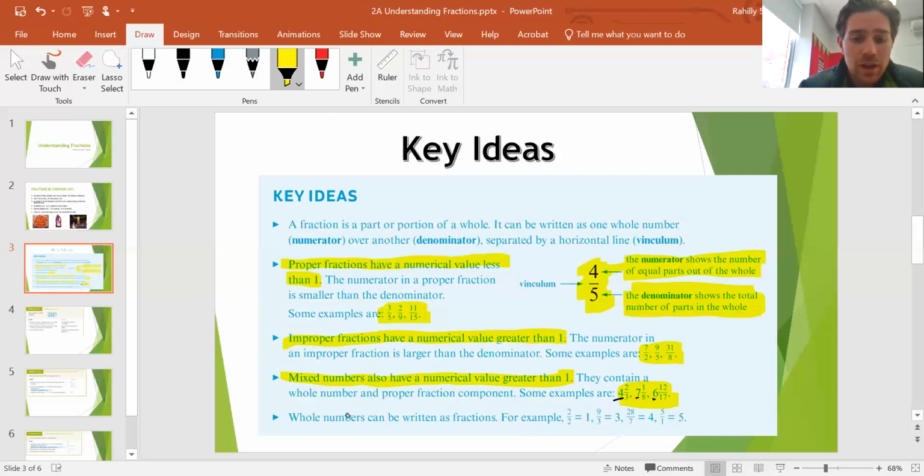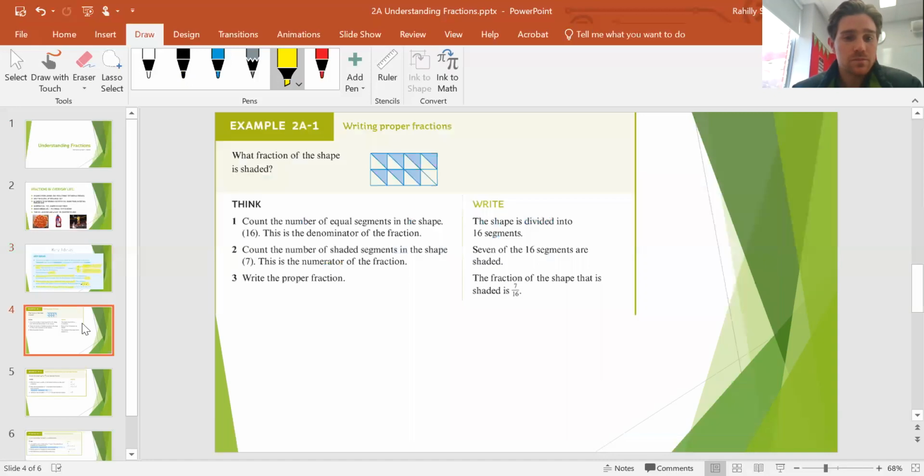Whole numbers can be written as fractions. For example, 2/2 is 1 whole. 9/3, that's saying we've got 3 groups of 3, which makes it 3 as a whole. So on and so forth. So there's some examples there as well. So I want you to copy those key ideas into your workbook once we've finished this video. We're going to move on.